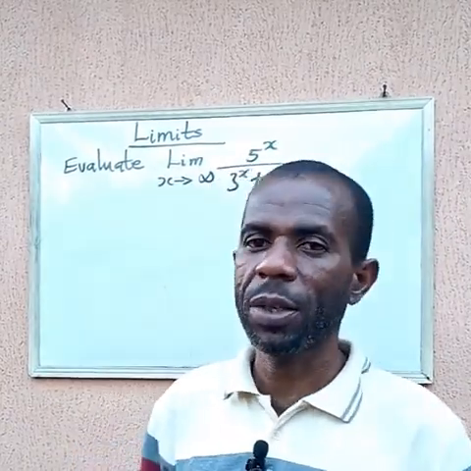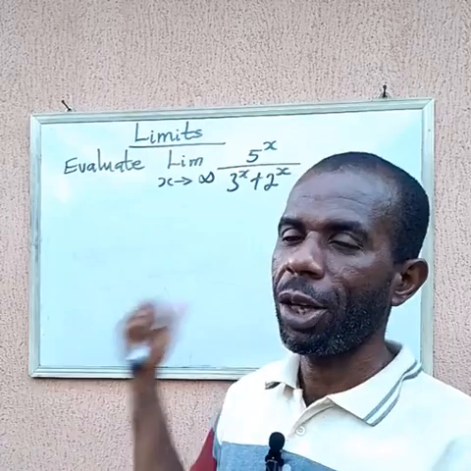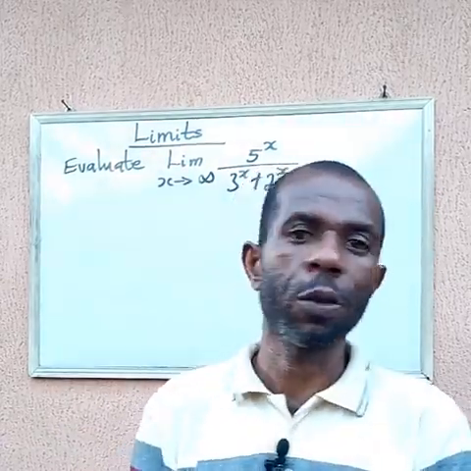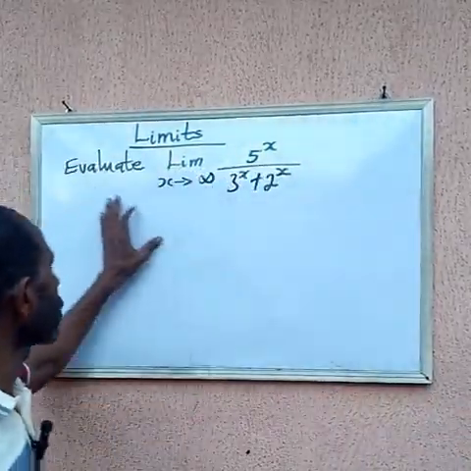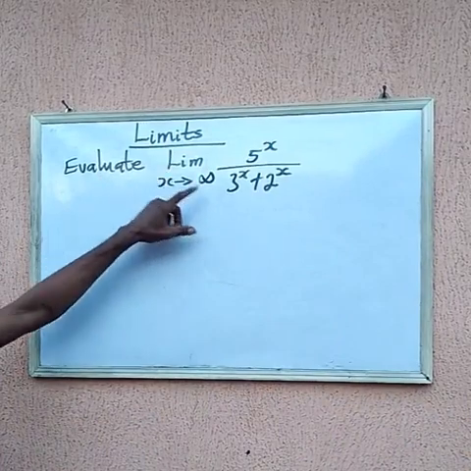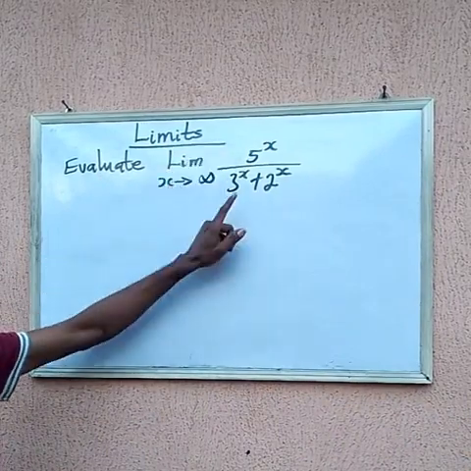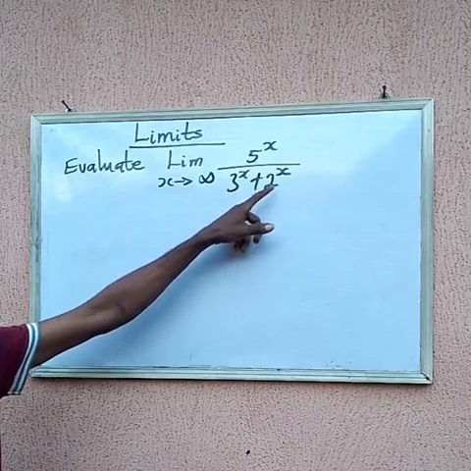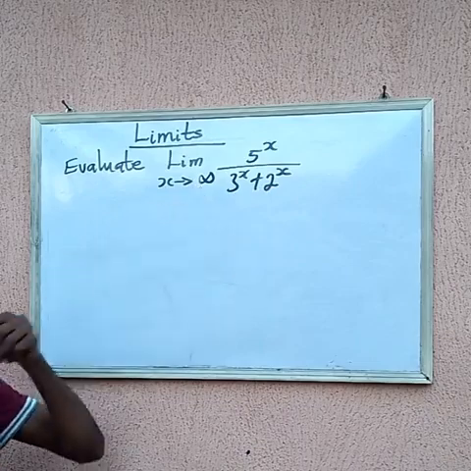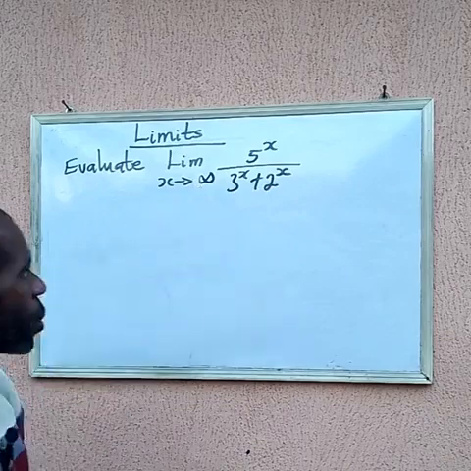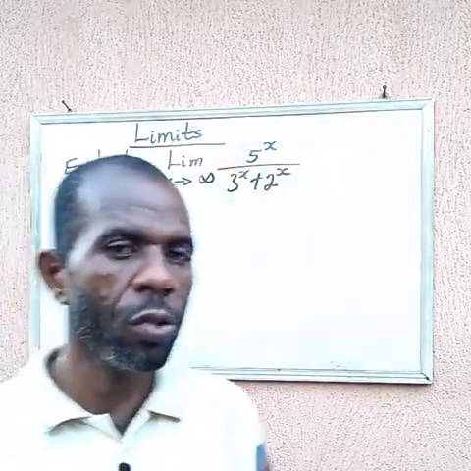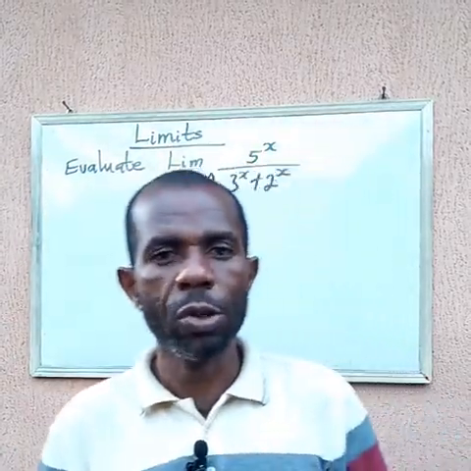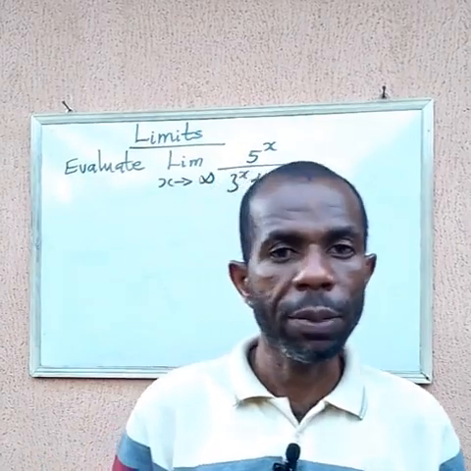In today's mathematics class, we are going to be looking at this question from limit. We are asked to evaluate the limit of 5 raised to the power x over 3 raised to the power x plus 2 raised to the power x as x tends to infinity. So this is very easy. What we are going to do now is to rearrange and carry out some algebraic manipulation.